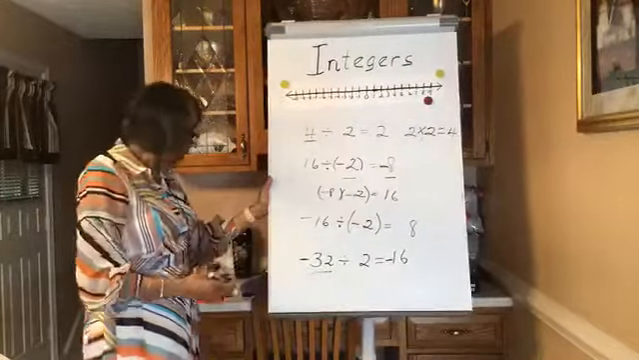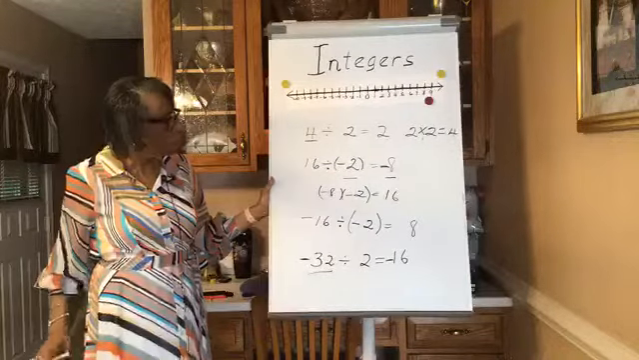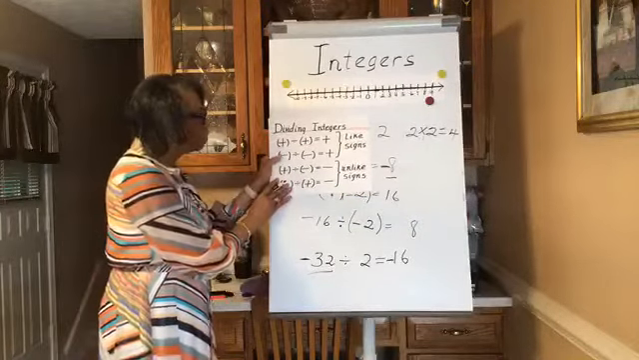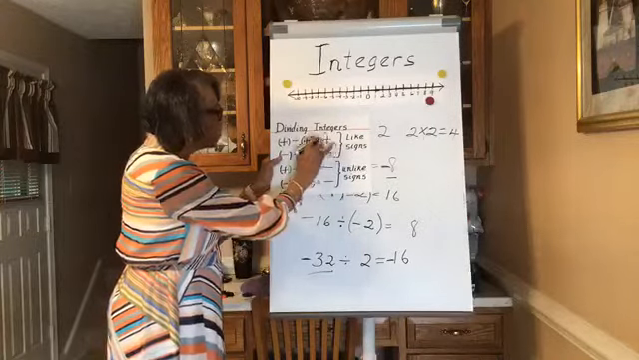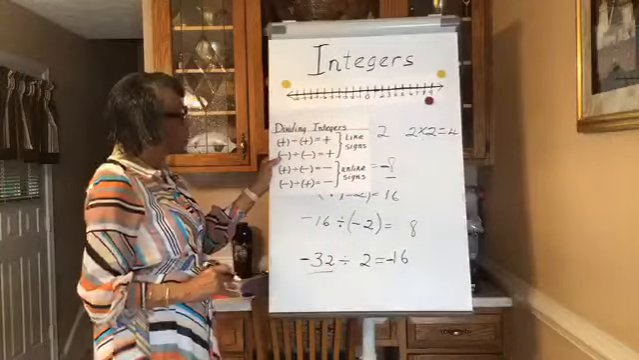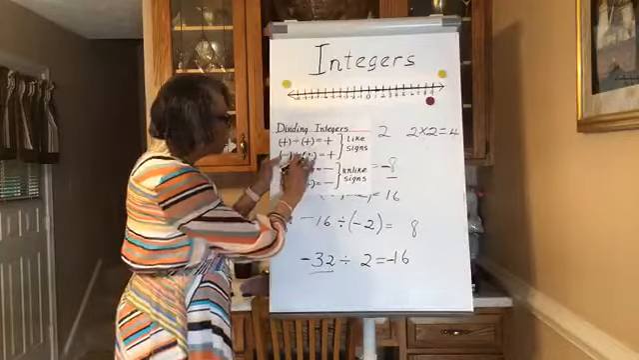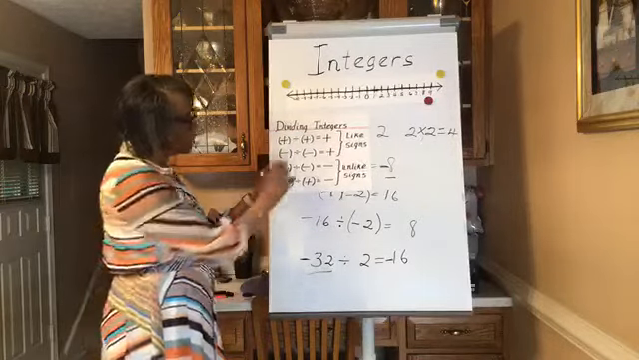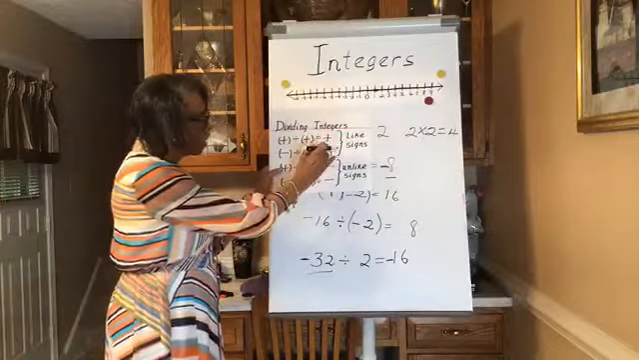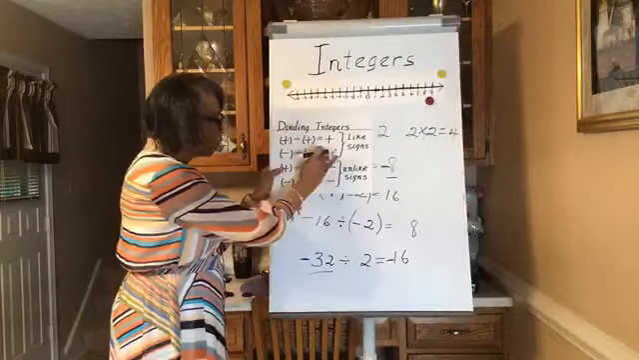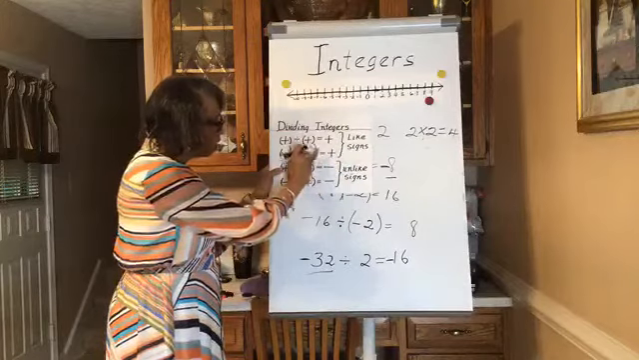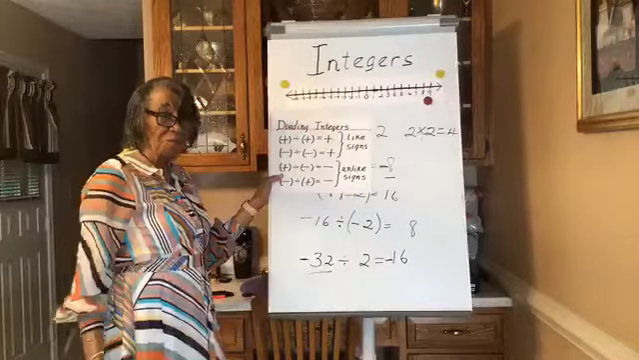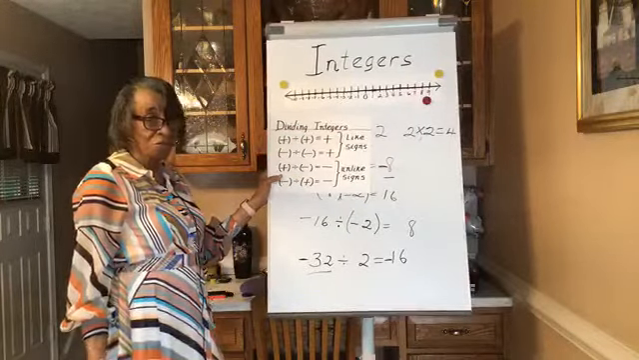So what are we seeing here? This is just like the multiplication. If you're dividing two positives, you get a positive because a positive times a positive is a positive. If you're dividing two negatives, you get a positive, all right? Because when we check by multiplying, a negative times a positive is a negative. So again, like signs will give you a positive quotient. The answer in division is called the quotient.